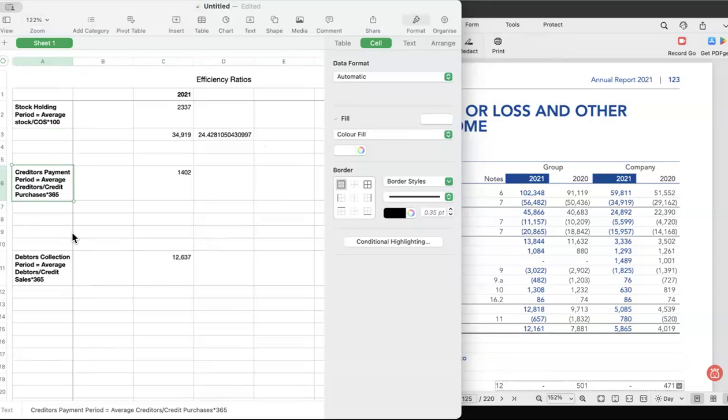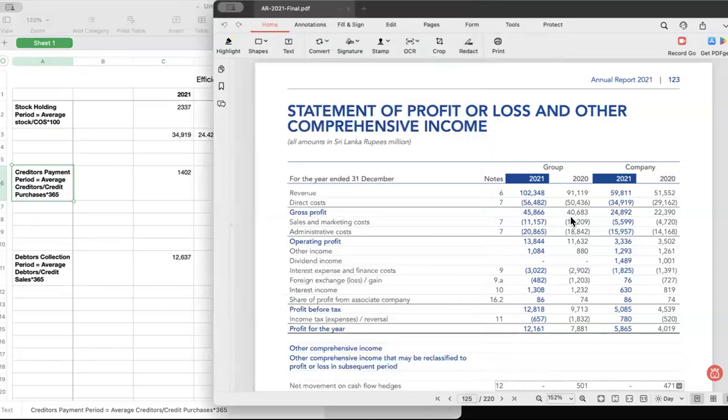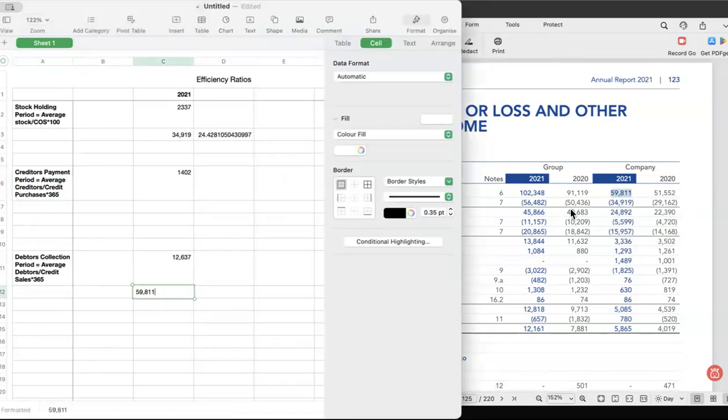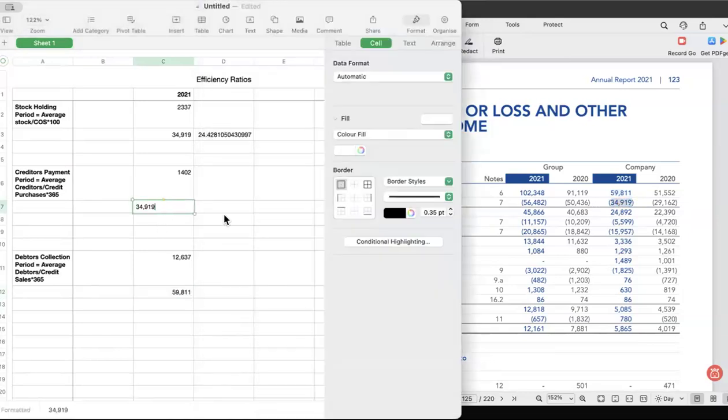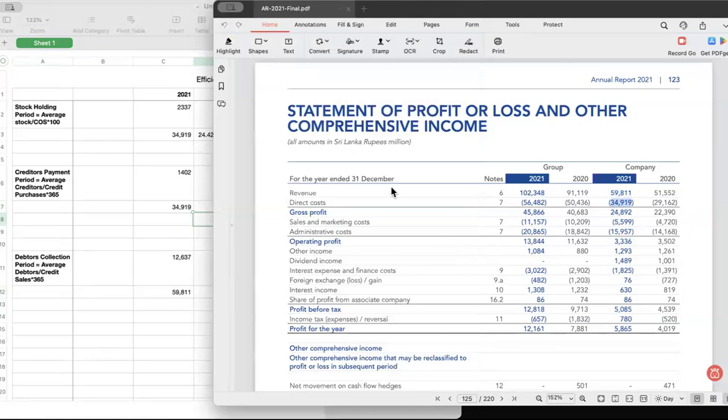Right now, we have to take the credit sales. Again, there is no credit sales in the annual report, so we are going to take this amount, the revenue, the total sales, because they've not given the credit sales. And with the credit purchases, there are no credit purchases and no clue to find them. Therefore, we are going to take the direct cost as the credit purchases. Again, this is an exception, right? If you can find the credit purchases, go ahead and find out.